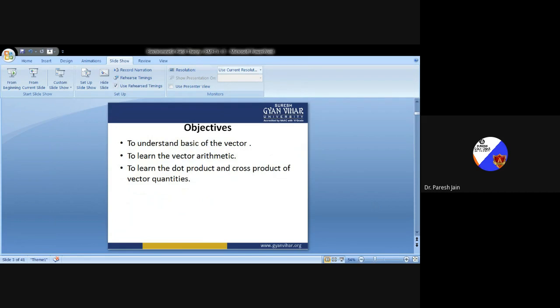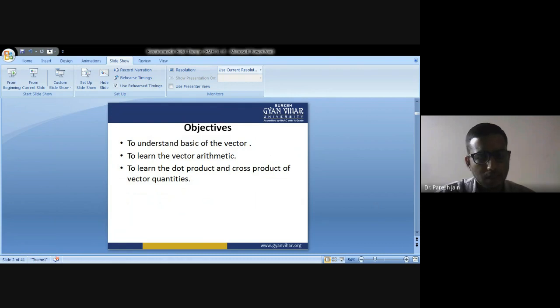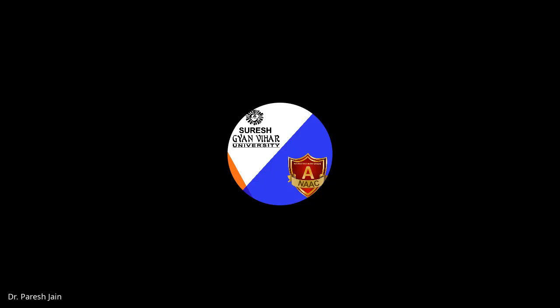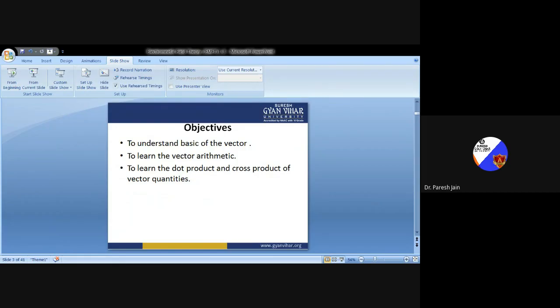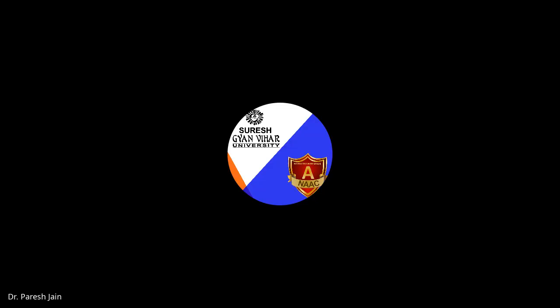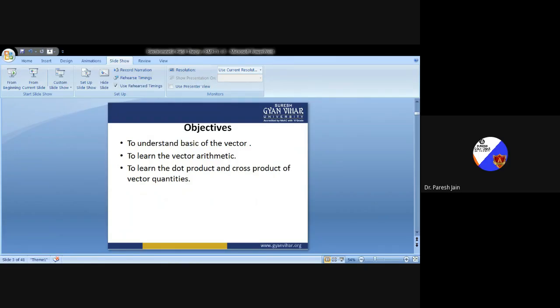The objective of this lecture is to understand the basic phenomena of vector analysis, vector calculus. Students will learn vector arithmetic, how to perform simple vector arithmetic operations, that is addition, subtraction, multiplication, and division also. And after this, the cross product of the vector quantities.